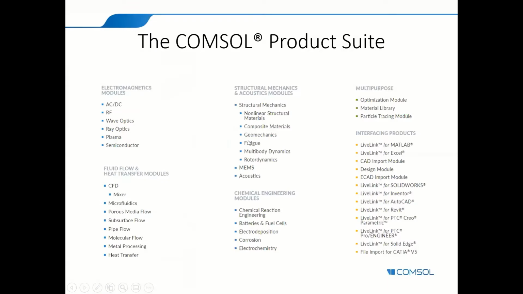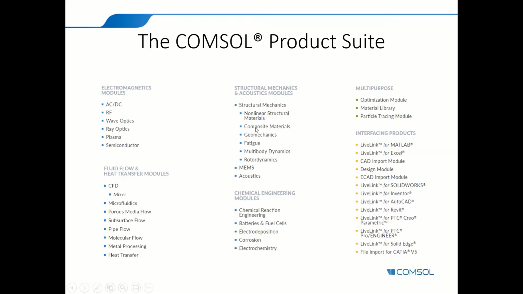So this is a fully coupled system. The modules we have for COMSOL, currently we have all these modules. We have electromagnetic modules where we have AC/DC, radio frequency, wave optics, ray optics, plasma, and semiconductor. This is the branch where you have all the modules, and each and every module is separate. So whatever you want to purchase is just a single module, not all the modules. You can also select whatever other module. For example, for fluid flow, you have computational fluid dynamics and the mixer module, microfluidics, metal processing, molecular flow, subsurface flow, and porous media flow. The porous media flow is one of the new additions to the family. It has been added last November, I think.